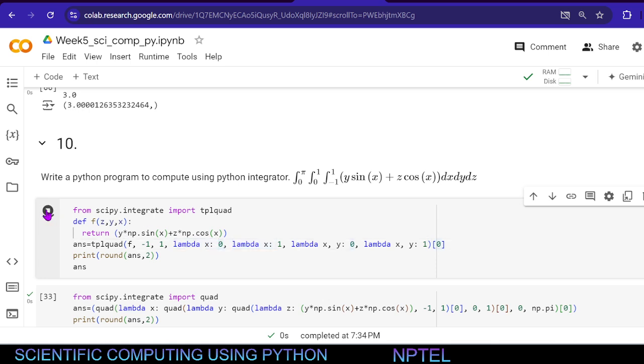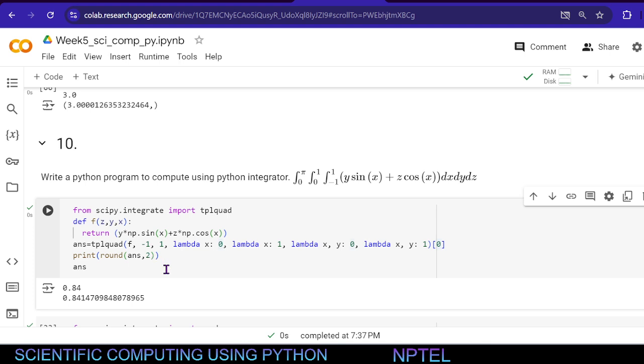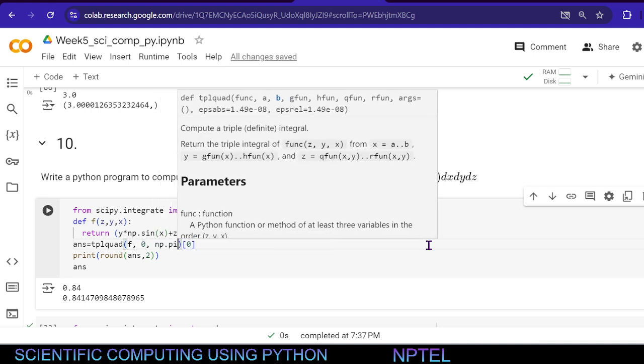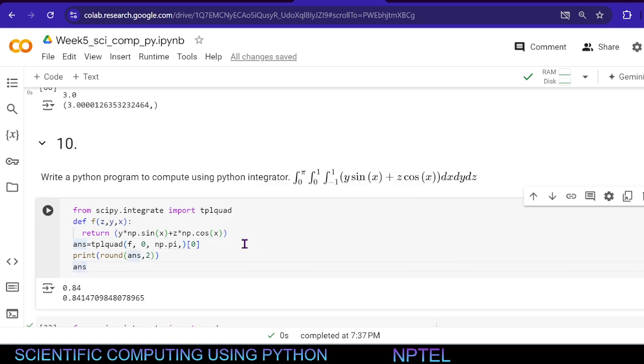Let's just run this and see. Okay, it gives some answer which I don't think is correct. So yeah, let's not use this. So the first limit is 0 to pi, then the second one is 0 to 1, and then -1 to 1. So 0 to 1 and -1 to 1.